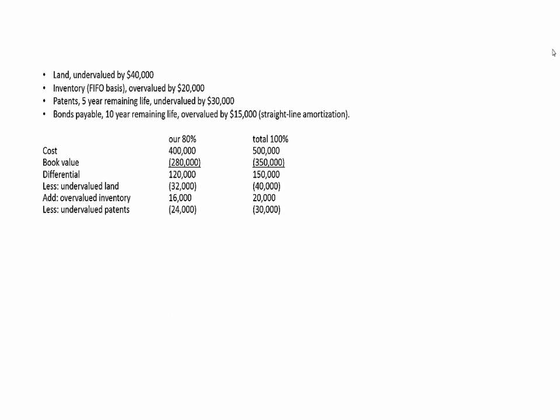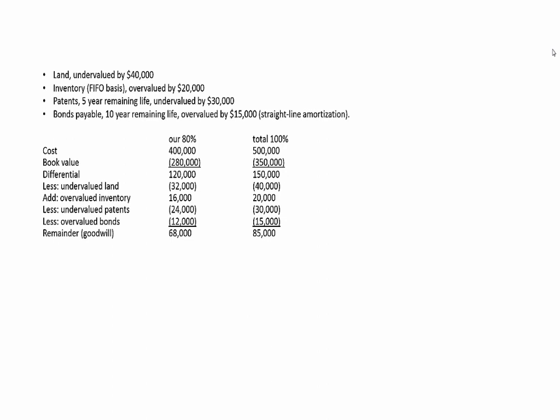There are some undervalued patents, $30,000 total, our share $24,000. And again, the patents are undervalued. That means that they're worth more than book value, so the company's worth more than book value. So that explains away part of that differential. That's why we subtract it. And then we subtract the overvalued bonds. What's left is going to be goodwill. The total goodwill is $85,000. Our share is $68,000.